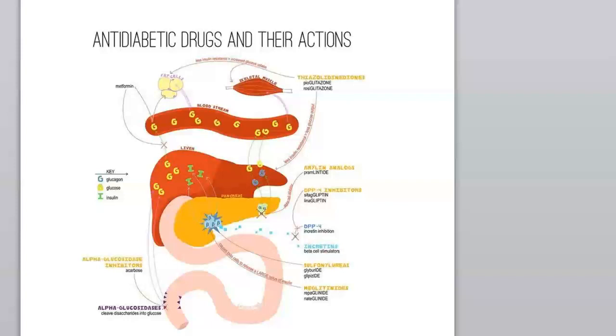Okay, the first classification, and I have this PowerPoint up here, is for your type 2 diabetics. And let's talk first about your sulfonylureas. All right.